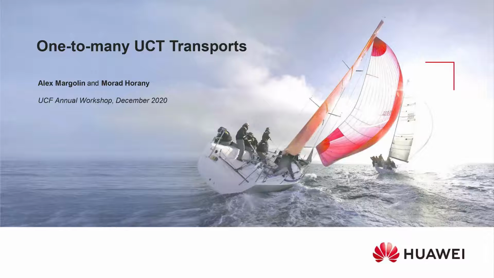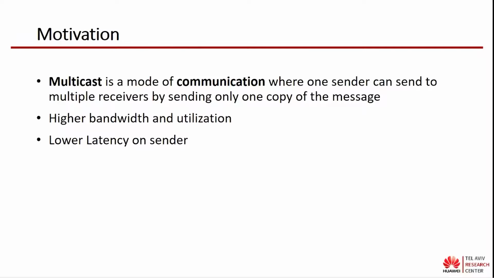So multicast is a mode of communication where one sender can send to multiple receivers by sending only one copy of the message. And with multicast, we can obtain higher bandwidth and utilization of the network, in addition to lower latency, because now the sender will send only one message instead of many copies.